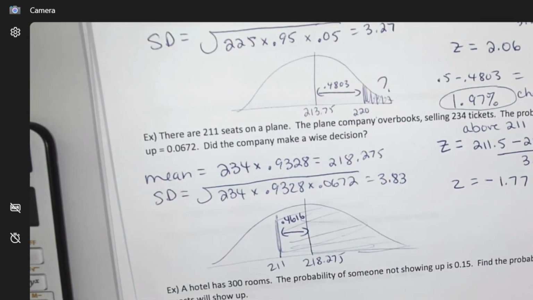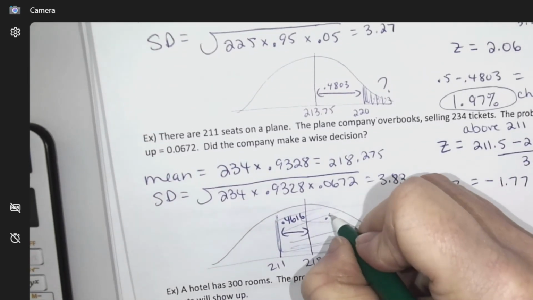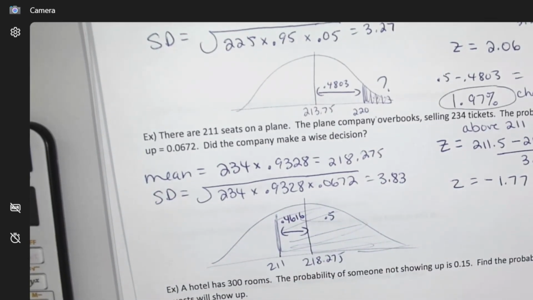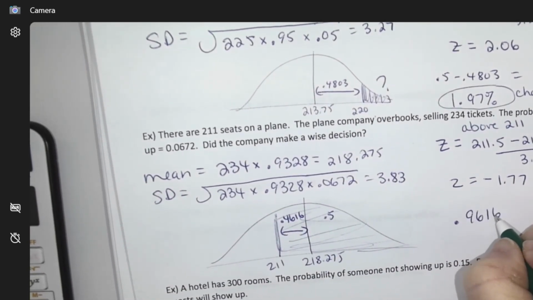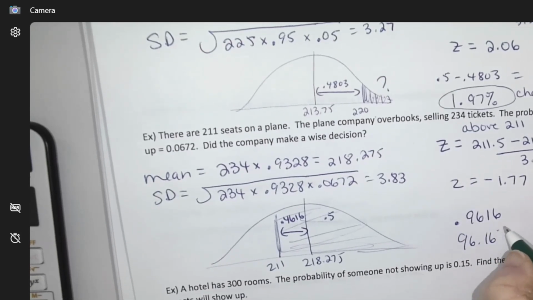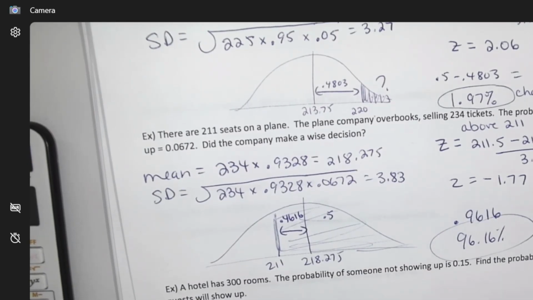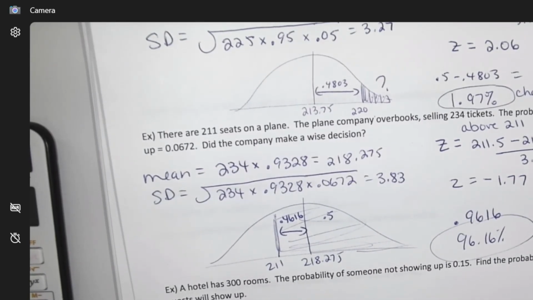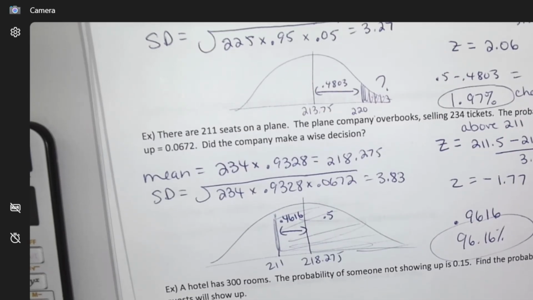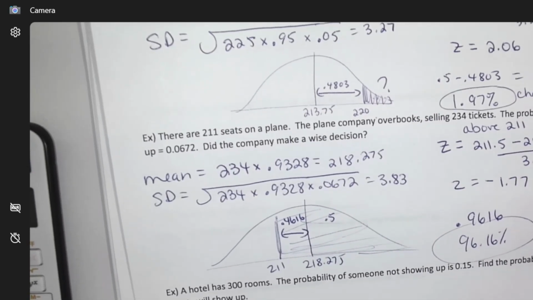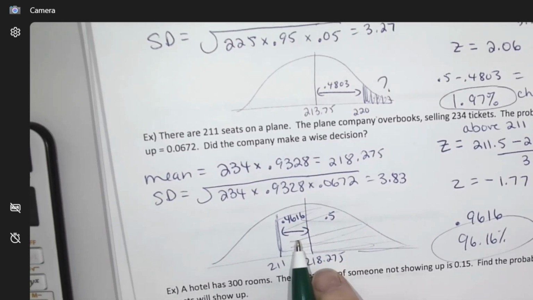So that's your location relative to the middle. But now I'm going to have to add that on. What can you conclude about this situation? There's a 96% chance that the plane gets double booked or overbooked. Not good. Wait, where did you get the 0.4616? From the chart, the 1.77 chart number.